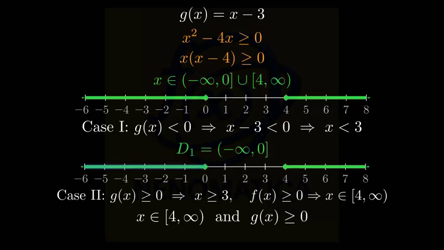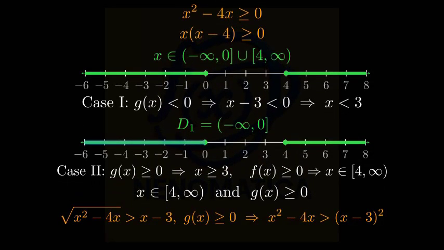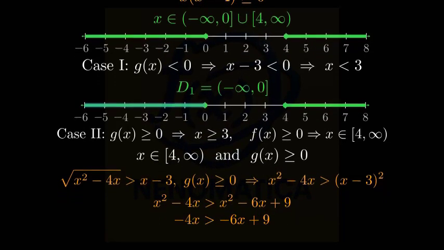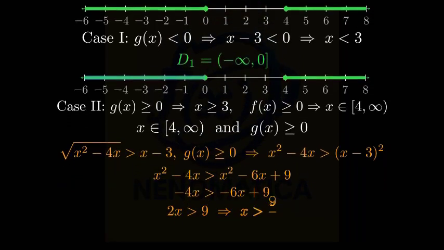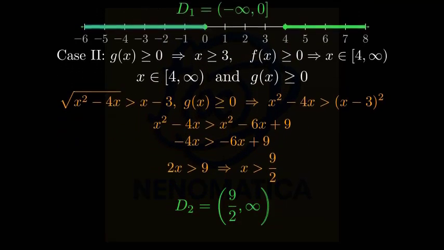Now, we solve case 2 by squaring both sides. The square root is non-negative, and g of x is non-negative, so we square to get x² - 4x > (x - 3)². Expanding the right-hand side gives x² - 4x > x² - 6x + 9. Subtract x² from both sides: -4x > -6x + 9. Add 6x to both sides: 2x > 9. So x is greater than 9/2. Intersecting with the case 2 domain, 4 to infinity, gives D2 equals the open interval 9/2 to infinity.